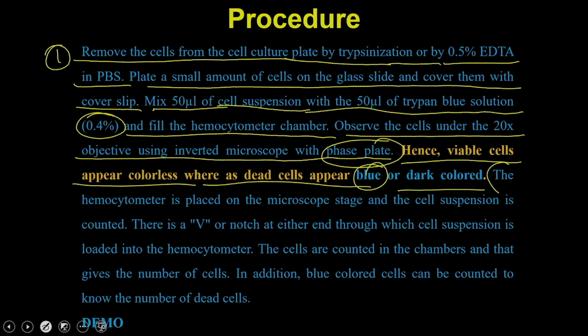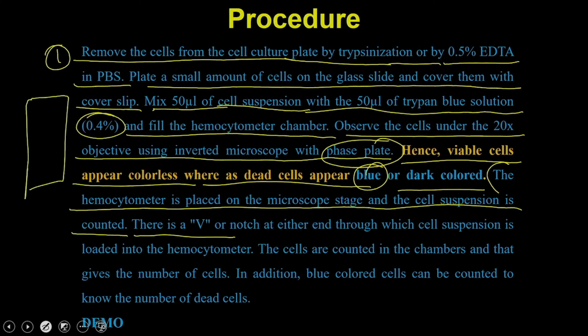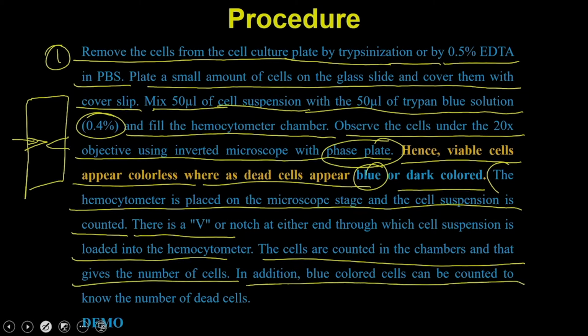The hemocytometer is placed on the microscope stage and the cell suspension is counted. There is a V-shaped notch. In the hemocytometer, in the center you have a V-shaped notch, and through that notch you can load the hemocytometer with the cells, and the cells are counted in a chamber, and that gives the number of cells. In addition, the blue colored cells can be counted to know the number of dead cells.